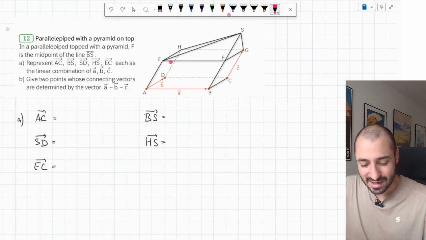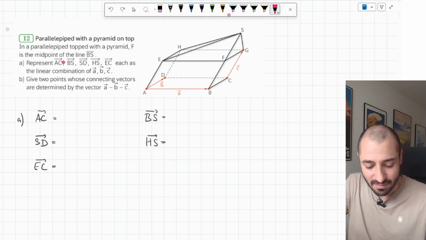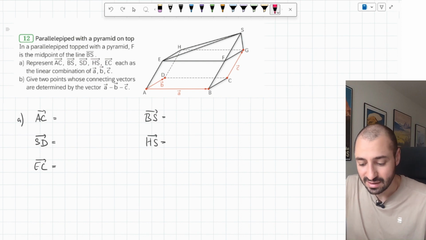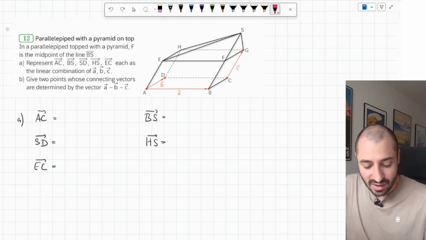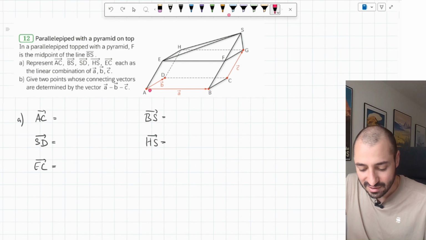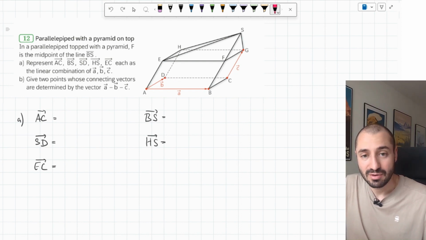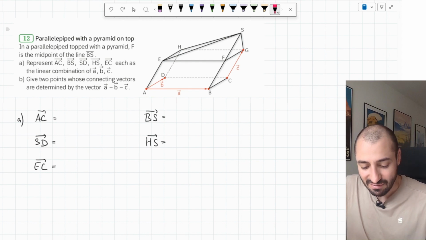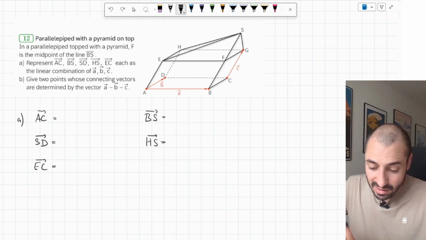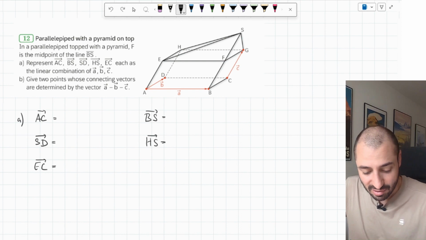We are given this parallelepiped, which is topped with a pyramid. And our goal is to describe or represent some vectors in this geometric figure as a linear combination of the vectors A, B, and C. So we need to create vector chains out of these vectors. Now we can do this graphically, geometrically here.